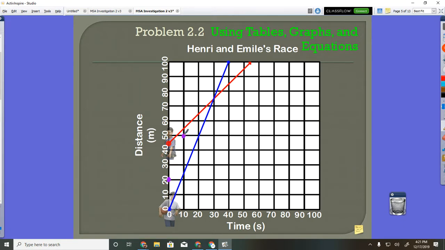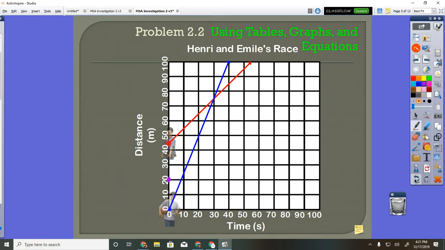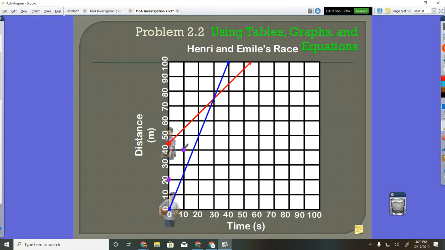So, oops, that's too high. So 10 seconds, he's going to walk 20 meters. The next 10 seconds, he's going to walk another 20 meters. The next 10 seconds, he's going to walk another 20 meters. And the next 10 seconds, he's going to walk another 20 meters. Okay, so after 40 seconds, Gilberto will be at 100 meters. And we can see what that looks like in his equation.